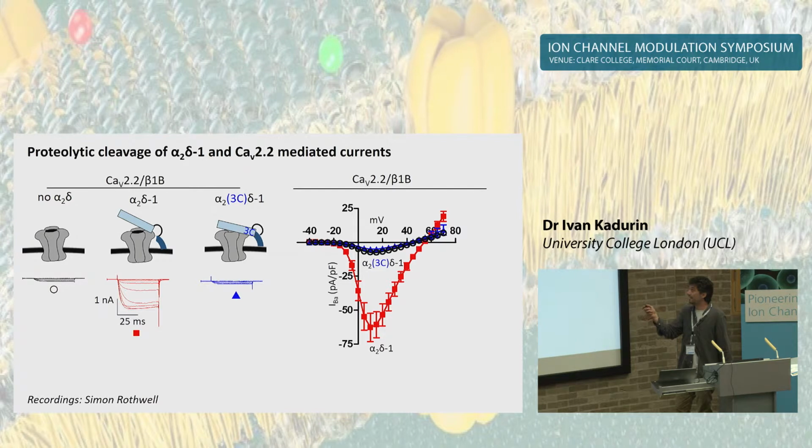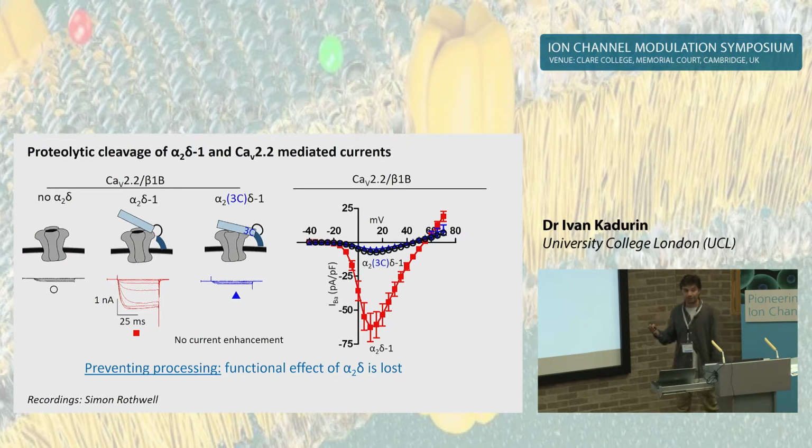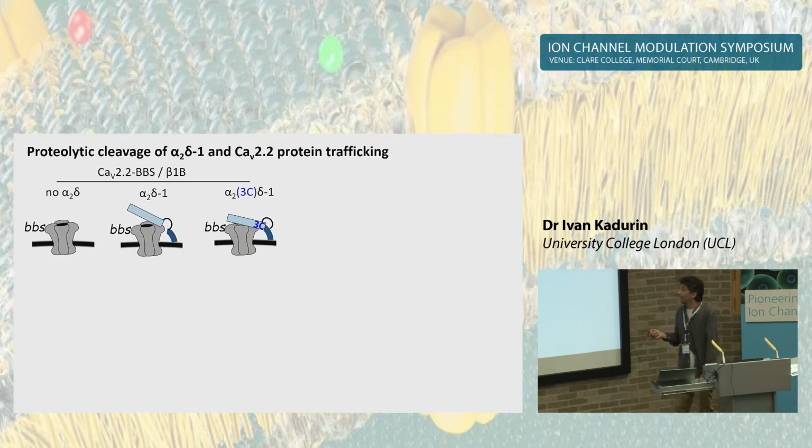And basically, the effect of the alpha-2 delta subunit to potentiate the calcium currents was completely lost, pretty much to zero, in this 3C alpha-2 delta construct with the manipulated proteolytic site. It's shown in the IV curves here. So it's pretty much as in the absence of the alpha-2 delta subunit. So the functional effect was lost.